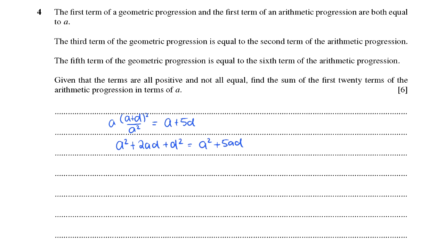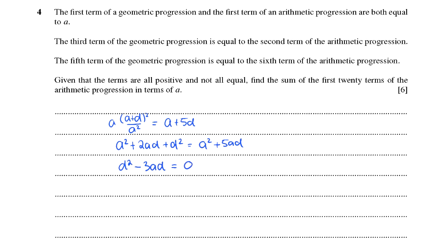Okay, there's an A squared on both sides, so why don't we subtract A squared from both sides, and let's bring everything on, well, let's bring the 5AD over. And so we will end up with D squared minus, we got 2AD minus 5AD is going to turn into minus 3AD is equal to 0.